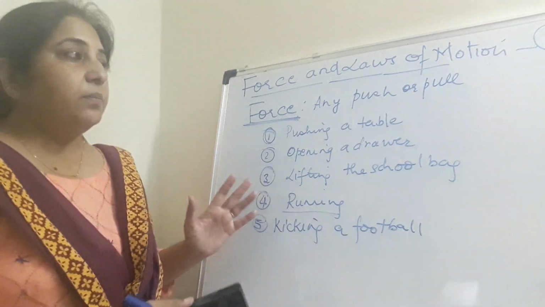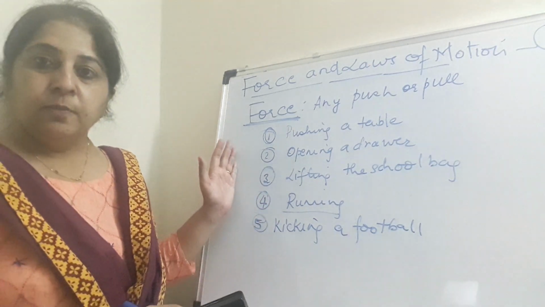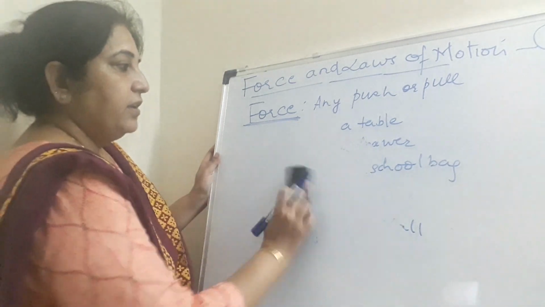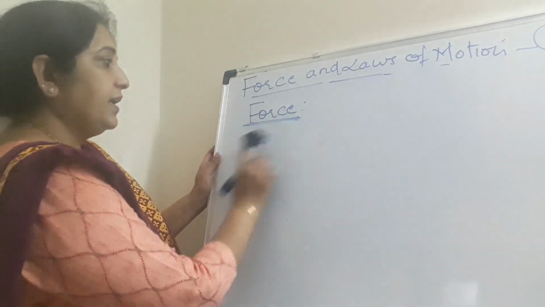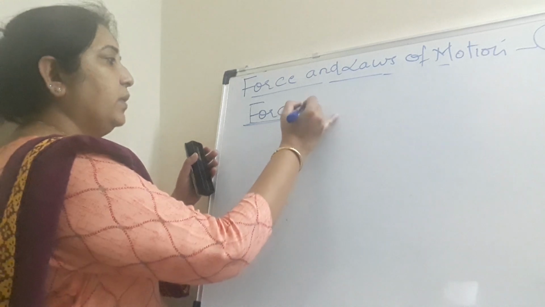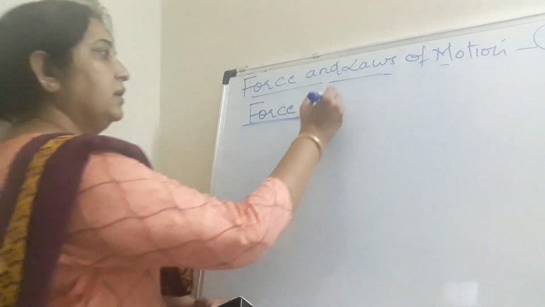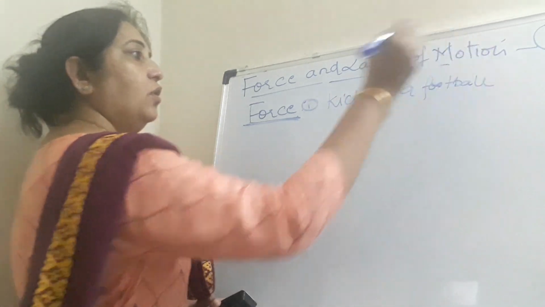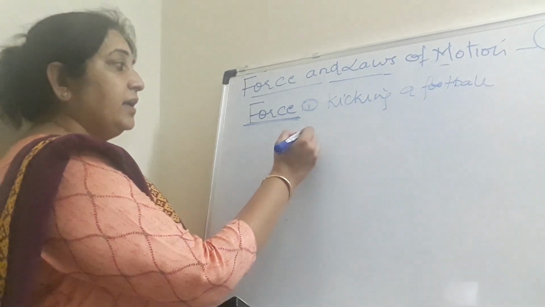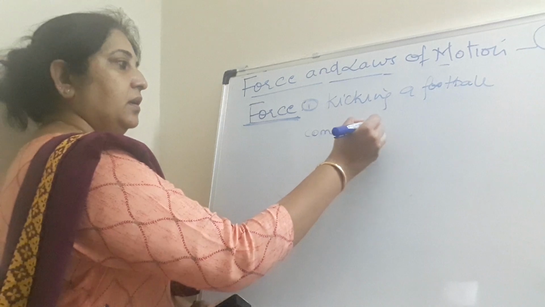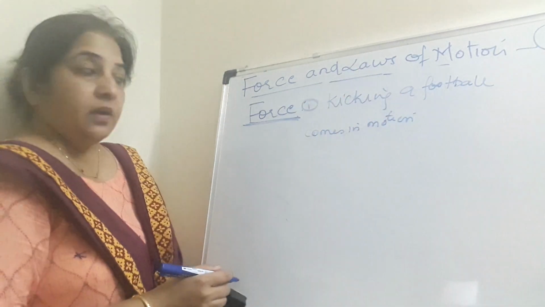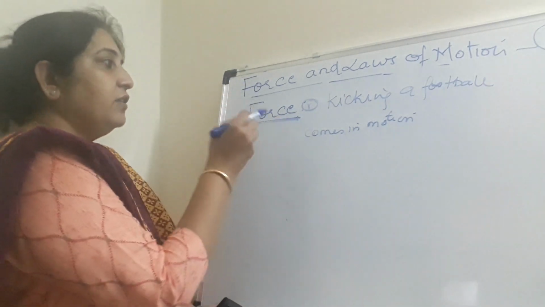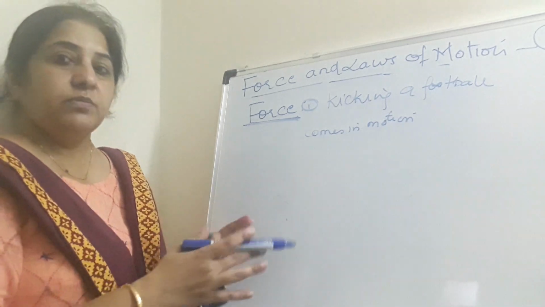So, any push or any pull applied on an object is termed as force, and there are various effects of force. To discuss the various effects of force, we will take examples. Number 1, if I take the example of kicking a football, when you kick the football or when you kick any ball, what happens? It comes in motion. It was previously at rest, now it has come in motion. So we can say that when a force is applied on an object, it brings the object in motion.